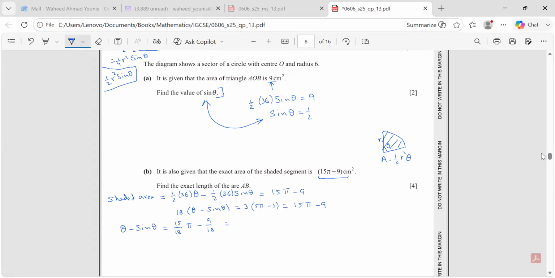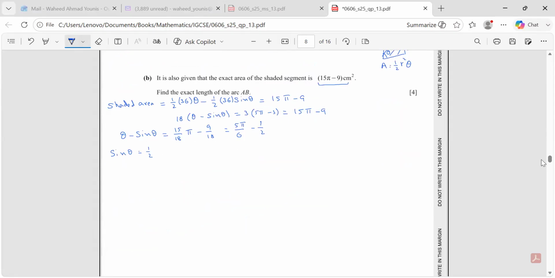This will give you 5 pi by 6, right? Yeah, 5 pi by 6. And minus 9 by 18 is 1 by 2. Okay, so comparing these two, you can see that sine of theta has to be 1 by 2. Okay, and when sine of theta is 1 by 2, you should check it in the calculator.